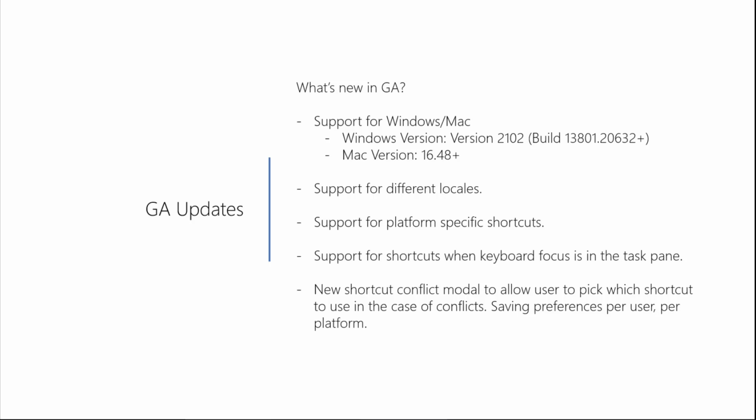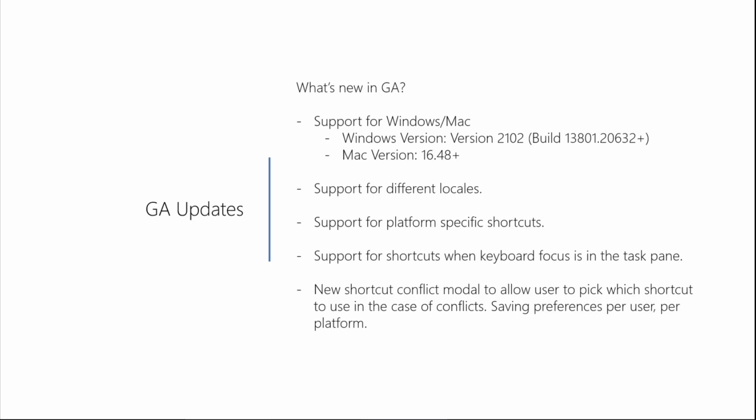So you can change the shortcut definition that you're defining for a certain action depending on the locale of the user. We've also added platform-specific shortcuts capability, so you can also change the shortcuts depending on which platform the user is in. So if the user installs your add-in on Windows, you can use things like Control D, Control F, Control G.